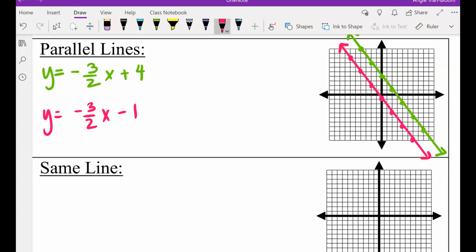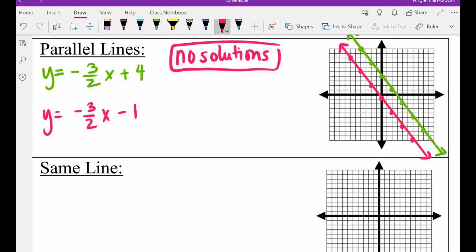How many answers do we have for this system? 0. You have no solutions at all. How come? Because they don't intersect. They don't intersect, okay? No solutions for lines that are parallel. So when you know lines are parallel, you can write no solutions right away.